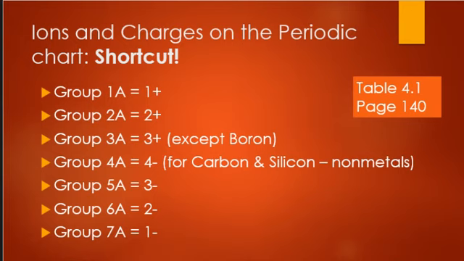All right, group 5A is going to end up typically with a -3. Group 6 with a -2, and the last two almost always -2.